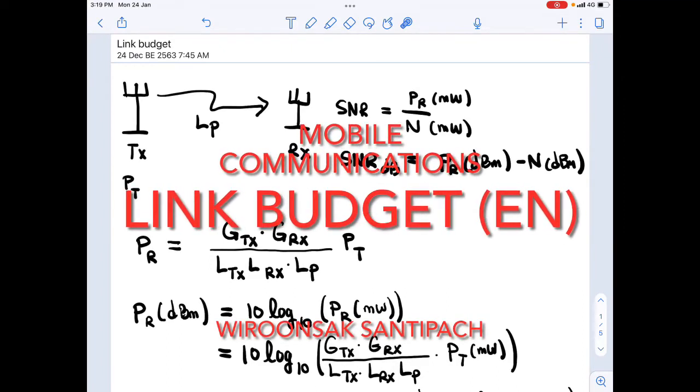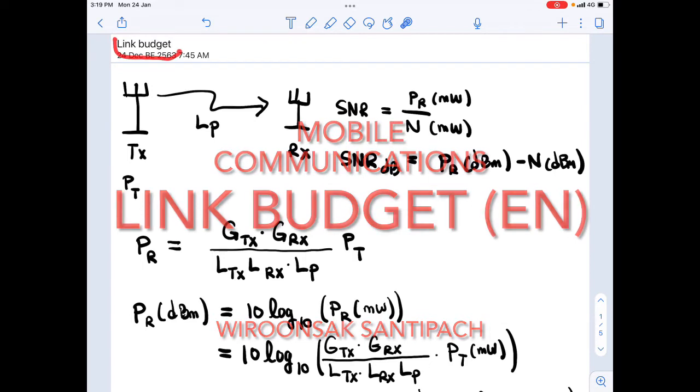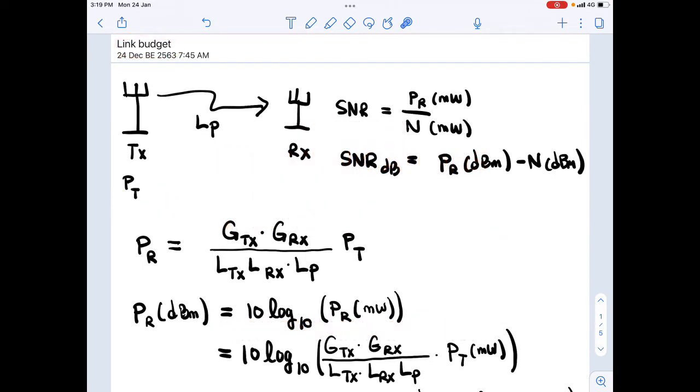So in this clip, we will look at what we call link budget. This is in terms of mobile or wireless communications, where we have a transmitter which transmits the signal through the transmit antennas. The signal will be propagated to the receiver and will enter the receiver through the receive antenna. Due to the distance between transmitter and receiver, there is going to be signal loss or degradation along the way. So LP denotes loss due to propagation, or what we call path loss.